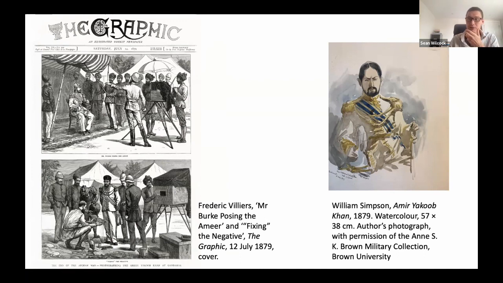Now, the artist Villiers was a regular correspondent for that popular illustrated magazine, and he was by no means averse to self-promotion. In fact, he loved it. But here, surprisingly, instead of promoting his own practice of sketching in the field, he's sketching the practice of what might be seen really as a rival practice, a photographer.